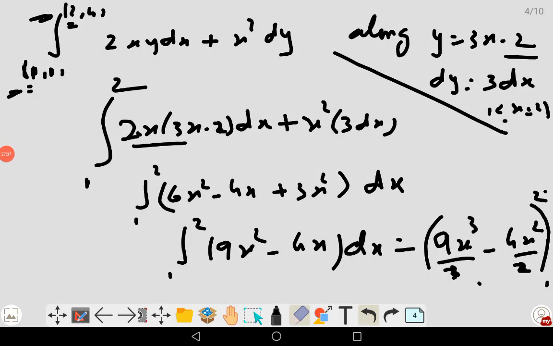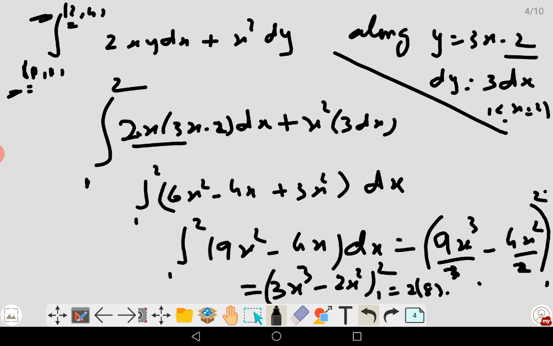So here it is, 3x cubed minus 2x squared from 1 to 2. When you substitute 2 as the upper limit, it will be 2 times 8 minus 2 times 4, minus the lower limit 1: 3 minus 2, which is 1. So 3 times 8 is 24, minus 8, minus 1 is equal to 15. The same answer that we have got. That's the end of problem number 1.